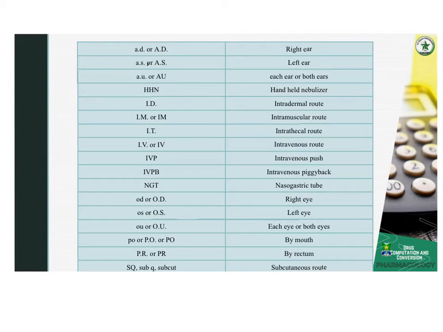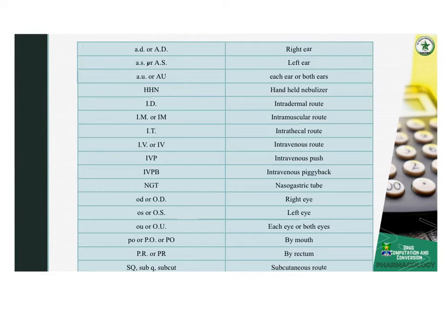Now, next we have the IV. IV stands for intravenous, the administration of any medication or other solutions into the vein. Next to that is your IVP. It is still in the intravenous vein, but you are going to push the medication into the vein, in a pushing method.